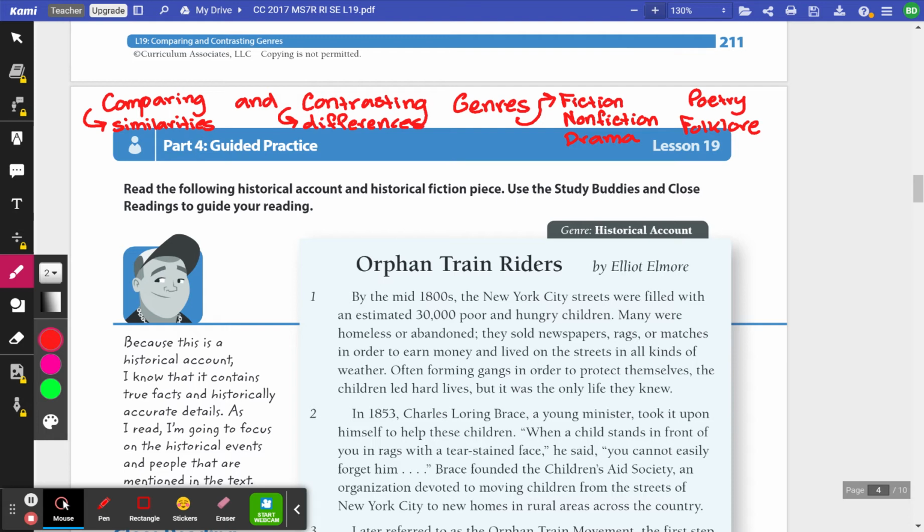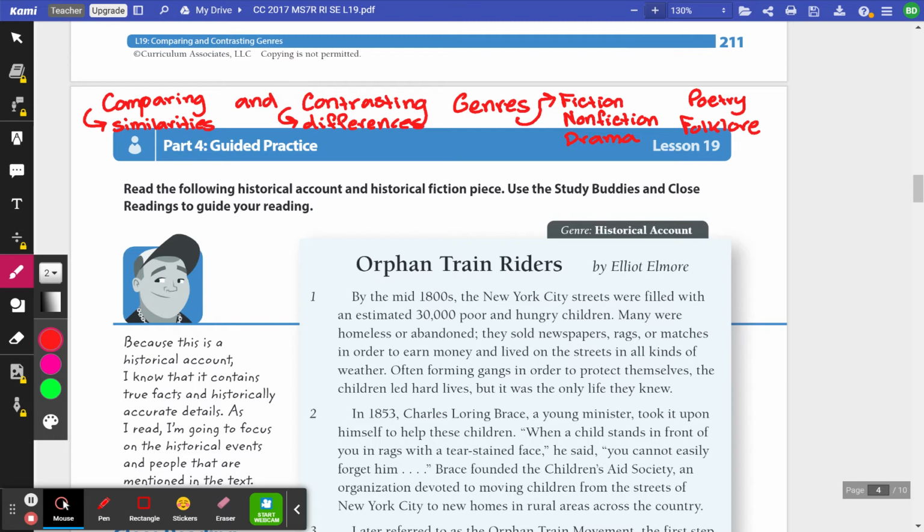So today we're going to start out on page 212, so make sure that you have your workbook open to page 212. If you need to pause the video and get out your materials, something to write with, go ahead and do that now and come back whenever you are ready. Okay, so let's go ahead and get started.